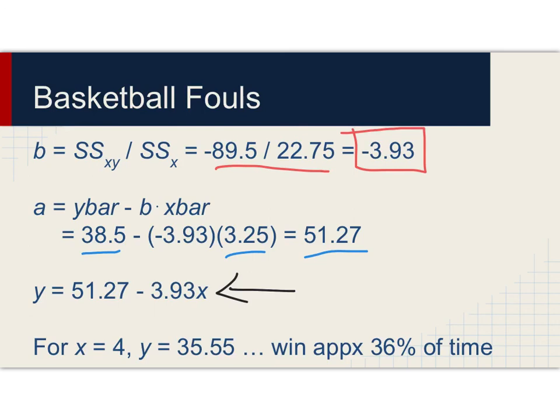We will make the prediction that when we have fouled 4 more times than our opponent has, by replacing the x with 4, 51.27 minus 3.93 times 4 gives us a y value of 35.55. And we'll say that we'll be winning approximately 35.55, or approximately 36% of the time.